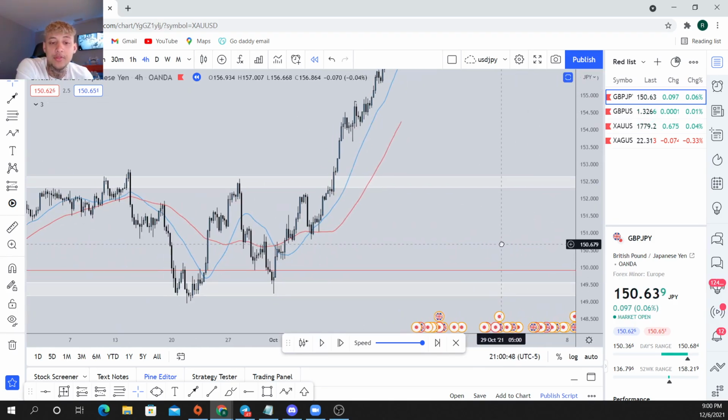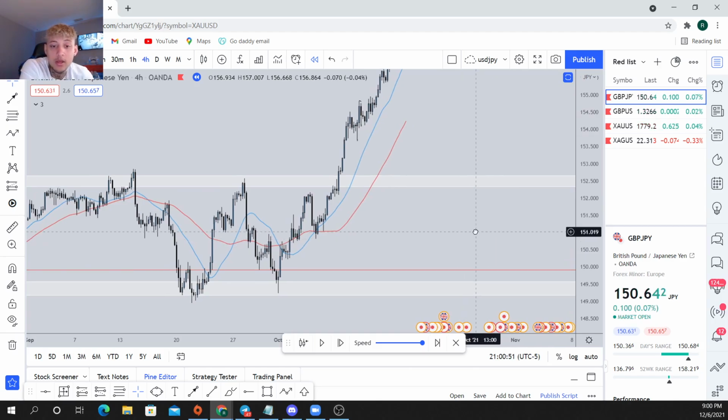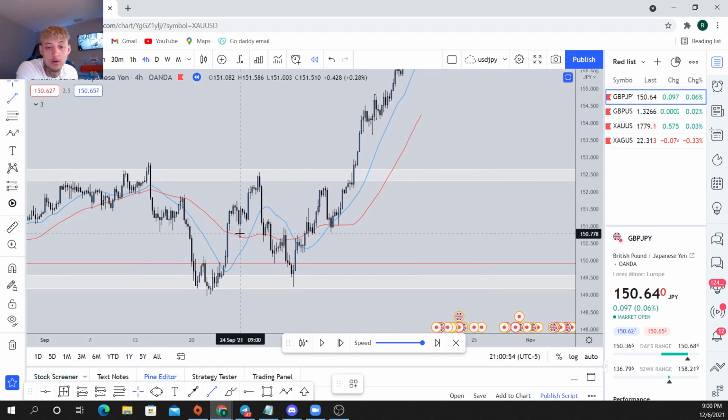But now let's take a look at things from a break of structure perspective, because what we could see here is this lower high.